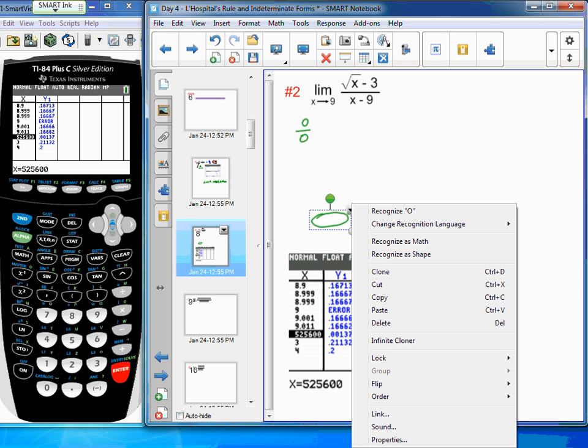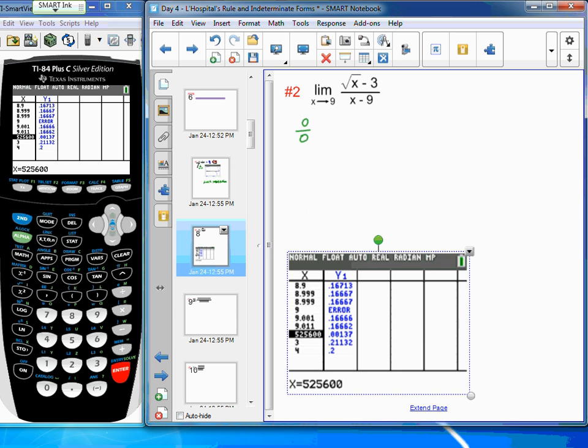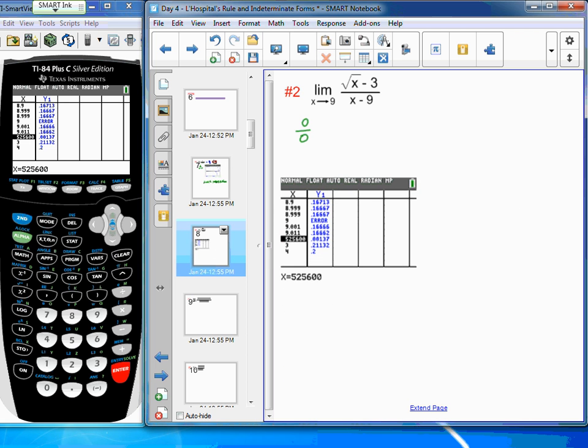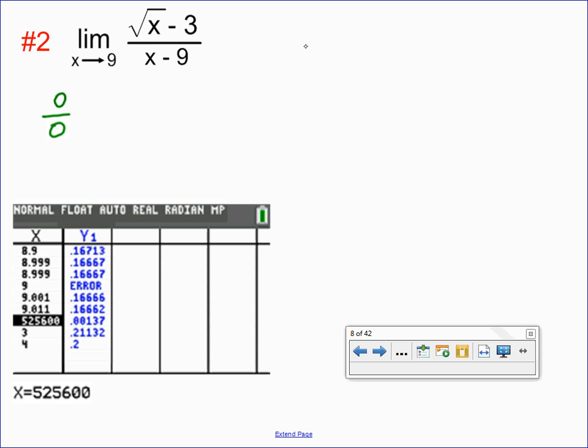That's not going to work so well. So let's go ahead and do that. We already have the limit there, so we're going to do it right away. So we'll multiply top and bottom by root x plus 3.